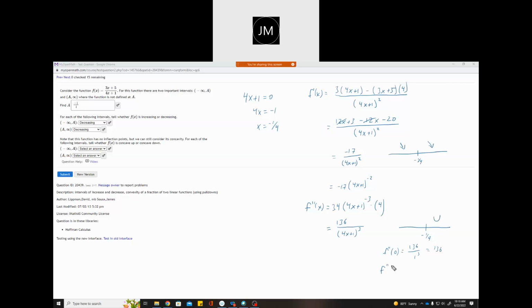And if I plug in something less than negative 1/4, say a negative 1, so 4 times negative 1 is negative 4, plus 1 is negative 3, cubed. It doesn't really matter exactly what the value of this number is. I know that when I cube a negative, I'm going to get a negative. Positive over a negative is negative, so this is going to be concave down. Okay, so it's concave down to the left of negative 1/4 and concave up to the right.